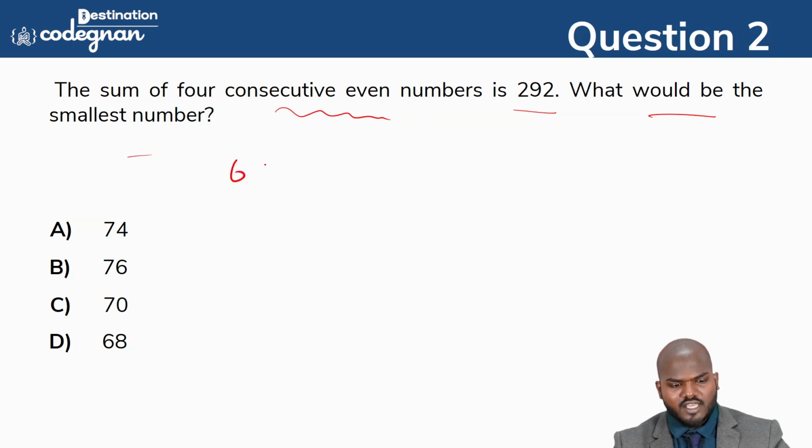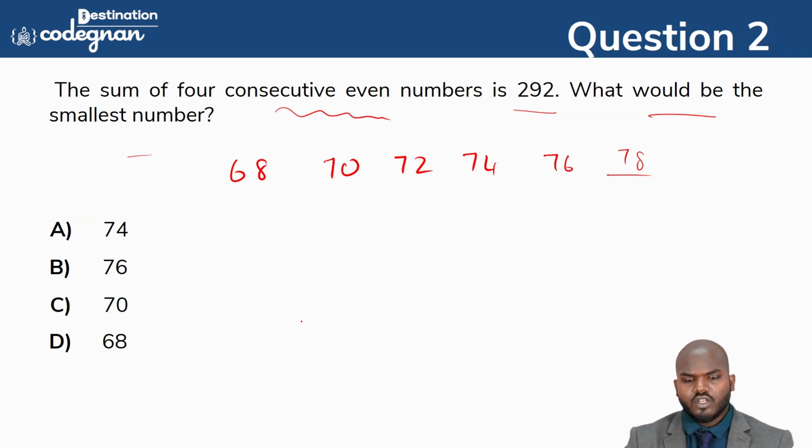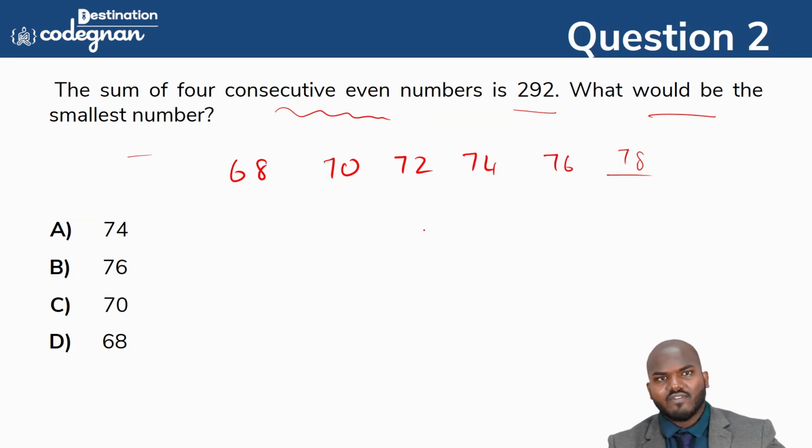That is 68 is there. 68, after that even is 70. After 70, 72 will come. But 72 is not here, right? Okay. So then going to the next one, 74 will come, 76 will come, 78 will come. So this is how the logic will work here if you take the even numbers.